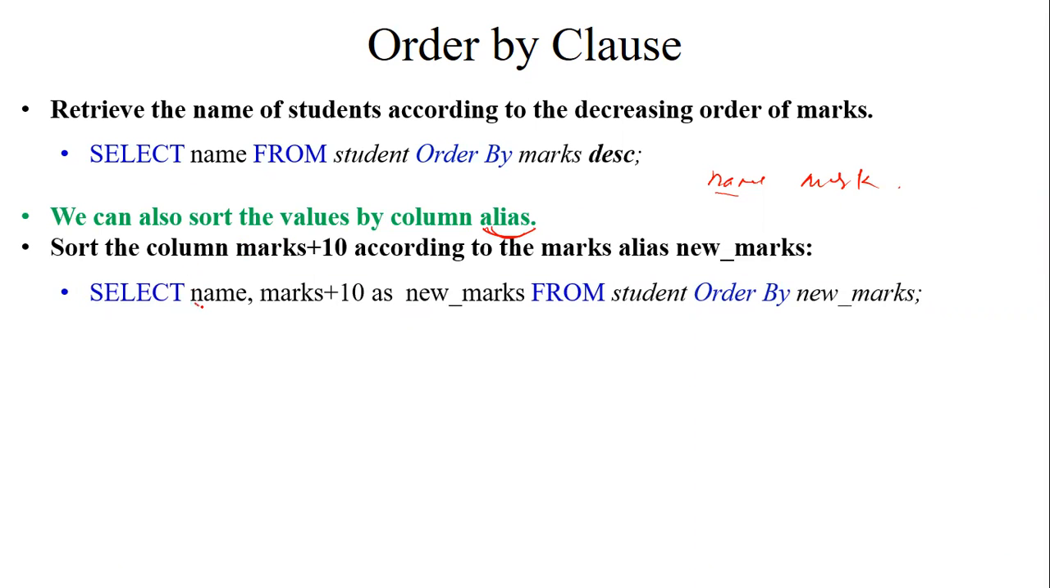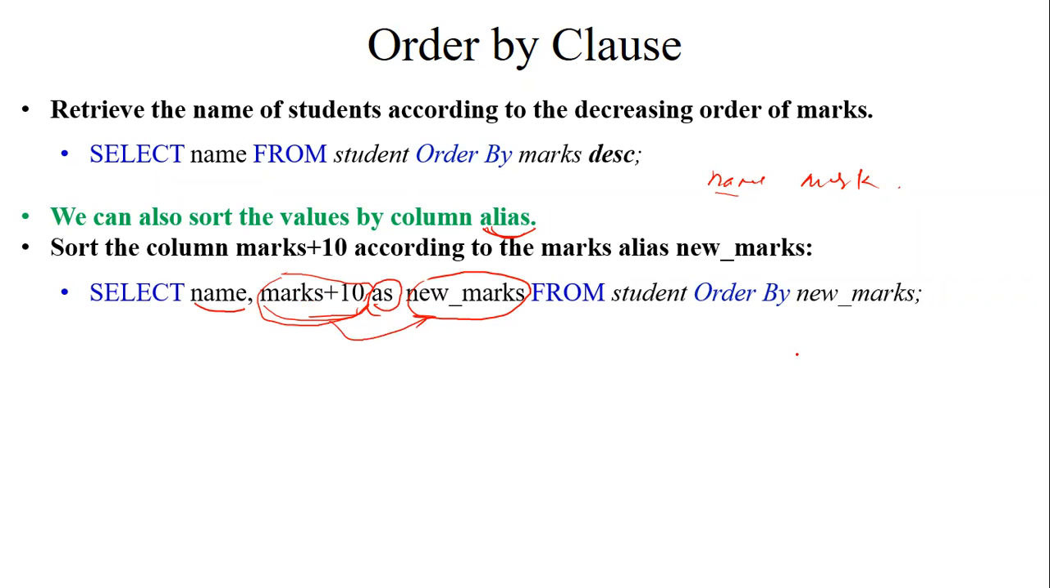So here you can see what we are doing. We are retrieving the name of the students and their marks, and we are performing an addition of 10. It means we are increasing the marks by 10, so the value 10 will be added to each tuple of the table. Then the whole column will be displayed with the new name, like new marks. Here we have used as, so we are displaying marks plus 10 as new marks.